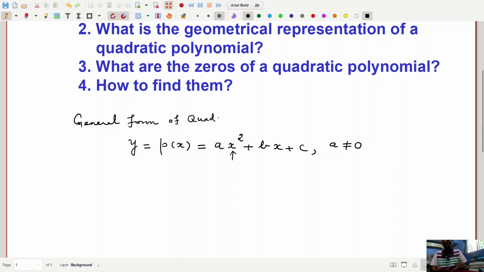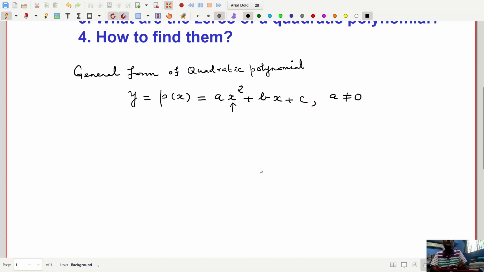Okay, now what are we going to do? We are going to answer the question: how do we represent this quadratic polynomial using a graph sheet?